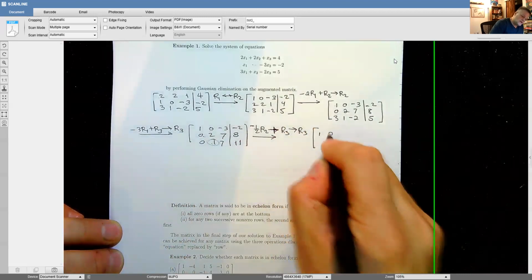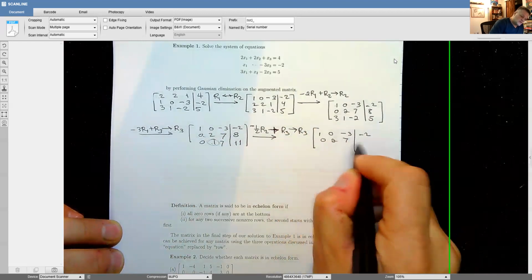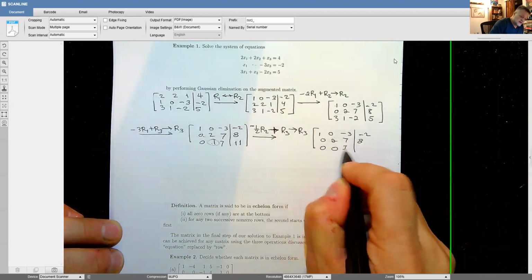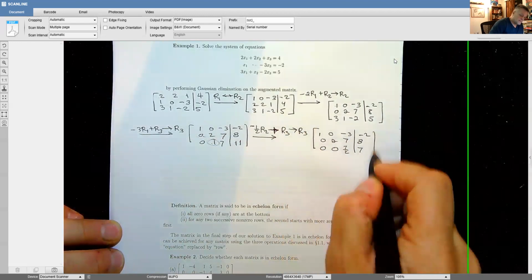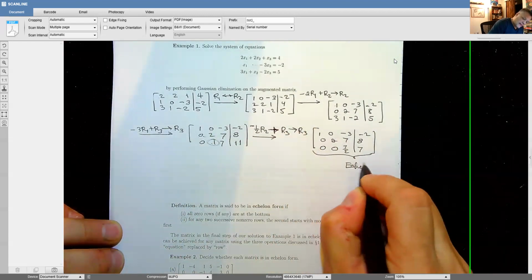All right, so I get a 1, 0, -3. I'm not changing the second row. The third row now is going to become 0, 0, 7/2, 7. Okay, this is an echelon form.